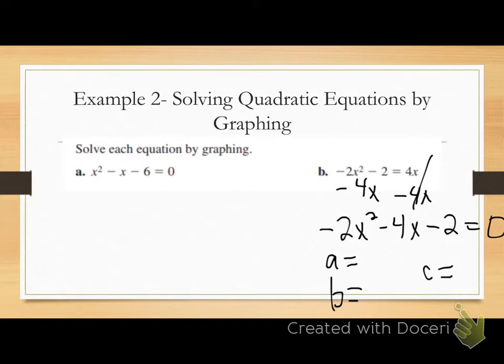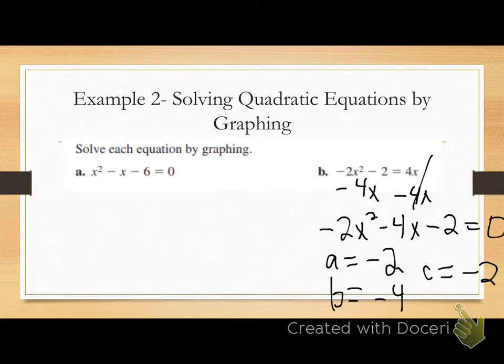So please raise your hand. Don't just shout it out if you can give me my A value. Negative 2. Raise your hand if you can give me my B value. Negative 4. And raise your hand if you can give me my C value. Negative 2. Any questions where I'm getting A, B, and C? Everyone good with that? Identifying that.